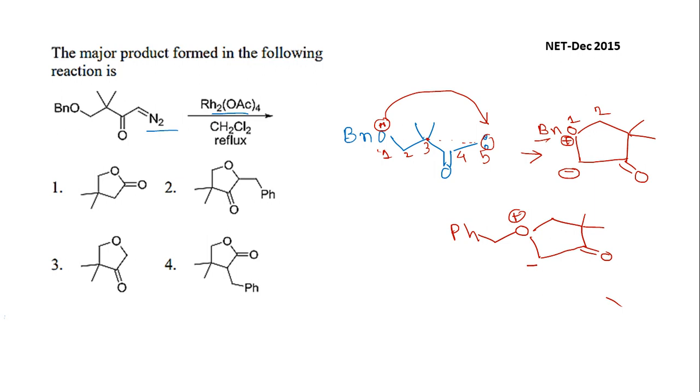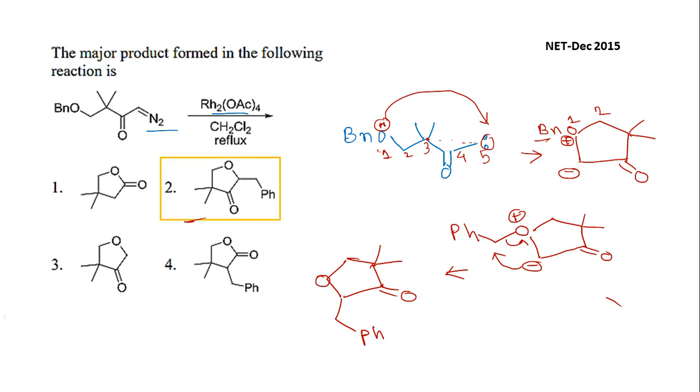Now this negative charge will capture this CH2Ph, and the C-O bond will be broken, oxygen will be neutral. So as a result, what we are getting? A 5-member ring as it is, 2 methyl groups, C=O, and at this position there is CH2Ph and oxygen. It is matching with the option where O and C=O are at 1 and 3 position, so it is matching with this one. The lone pair of oxygen acts as a nucleophile and attacks the electron deficient carbon.